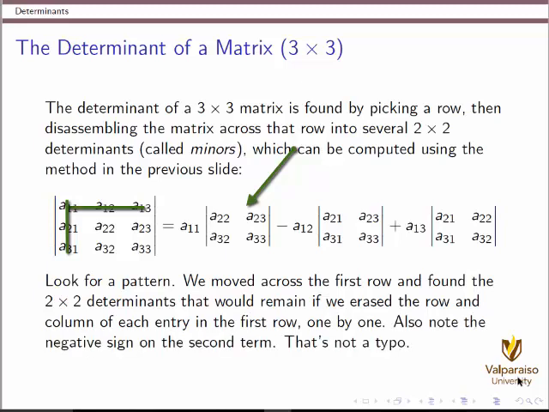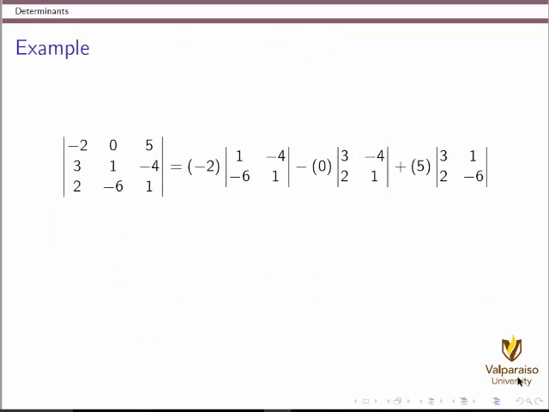Also note that there is a subtraction in that middle term. That's not a typo, that belongs there. We'll see why later. But this is how we do a 3 by 3 determinant. So, example. Here's a 3 by 3 determinant. What we're going to do is crawl across the first row, and we'll take the entry -2. In our heads, we'll erase the row and column that -2 sits in. That will leave us the 1, the -4, the -6, and the 1, and we'll form that 2 by 2 determinant. Then we'll move over to the 0 in the first row. We will erase its row and column, leaving behind the 3, the -4, the 2, and the 1, and then the same thing for the 5.